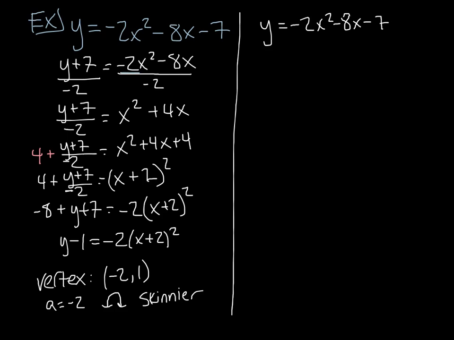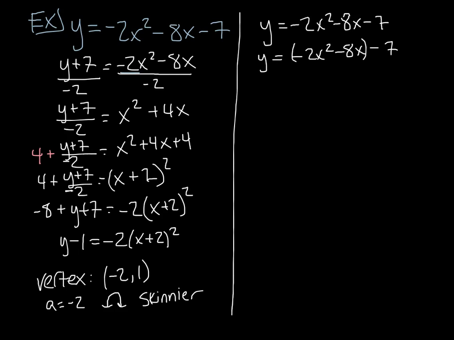So if I want to keep everything on the right side, again, I'm just going to think of those first two terms and I'm going to put them in parentheses. So y equals, and I'm going to do -2x squared minus 8x minus 7, and I'm going to put parentheses around these.